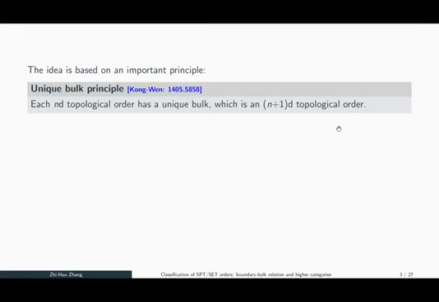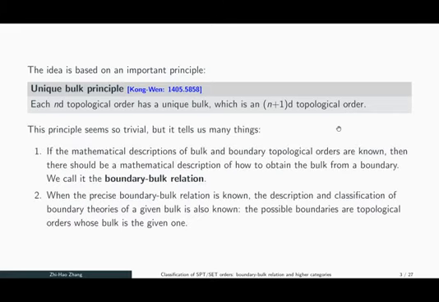Okay, so this new idea is based on an important principle called the unique bulk principle. It says each nD topological order has a unique bulk, and this bulk is an (n+1)D topological order. It seems trivial, but it tells us many things. The first is if the mathematical descriptions of the bulk and the boundary topological orders are known, then there should be a mathematical description of how to obtain the bulk from a boundary. This is called the boundary-bulk relation.